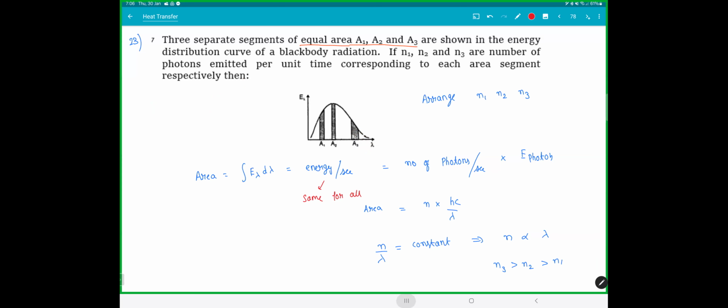Suppose the same question, if the question was like this, if the width is the same, then what would have been the answer? Tell me, I'll give you 30 seconds. The question was, there's not equal area. If they have equal width, now can you say anything about N1, N2, N3? Think for a minute.